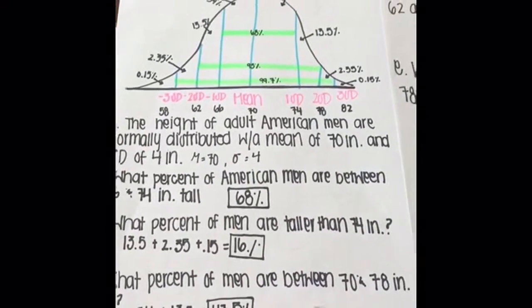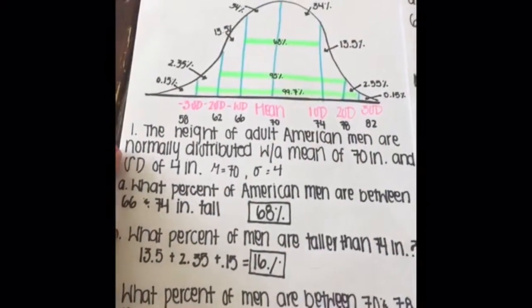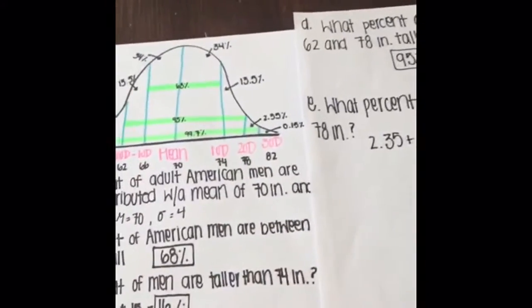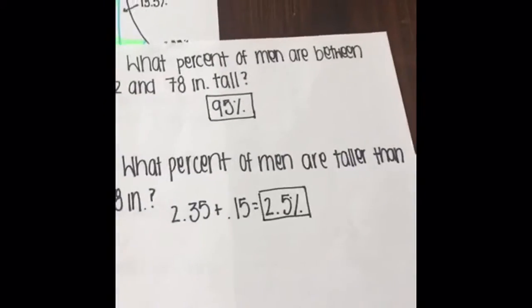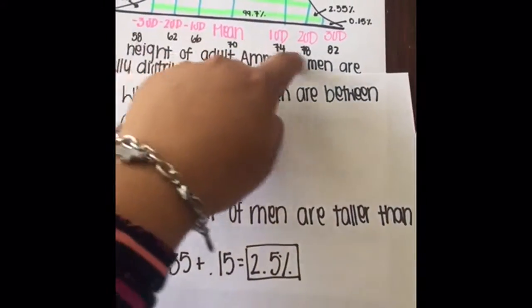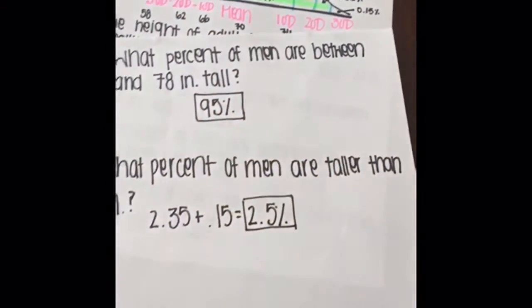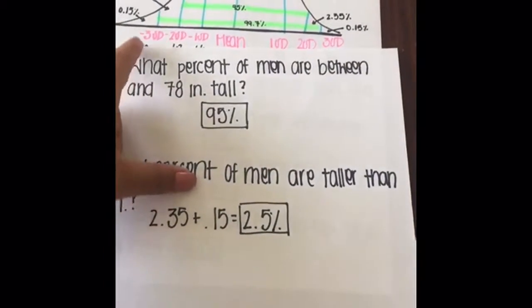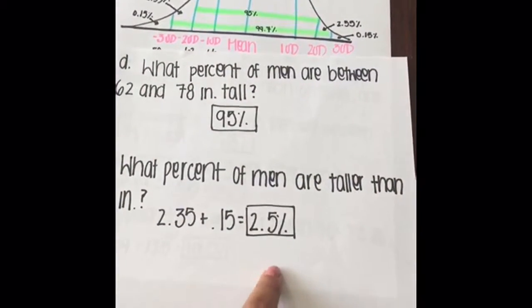Then it says the percent of men between 70 and 78 inches tall. It would be 34 and 13.5%, which comes out to 47.5. And then the men between 62 and 78, it's 95, since it's between two standard deviations. And then the percent of men taller than 78 inches would be 2.35 and 0.15%, which comes out to 2.5%.